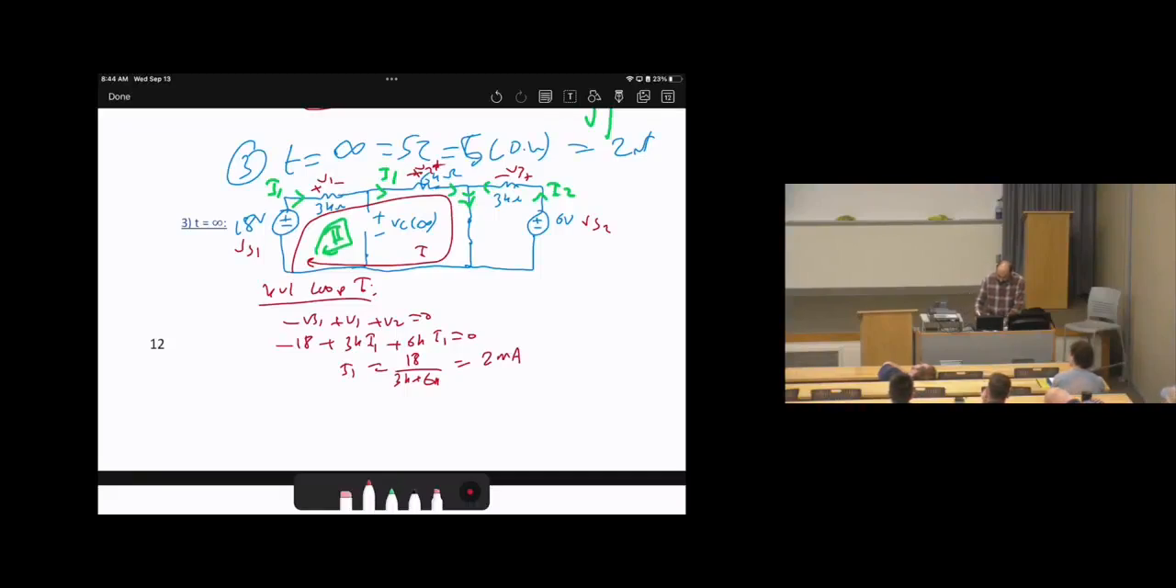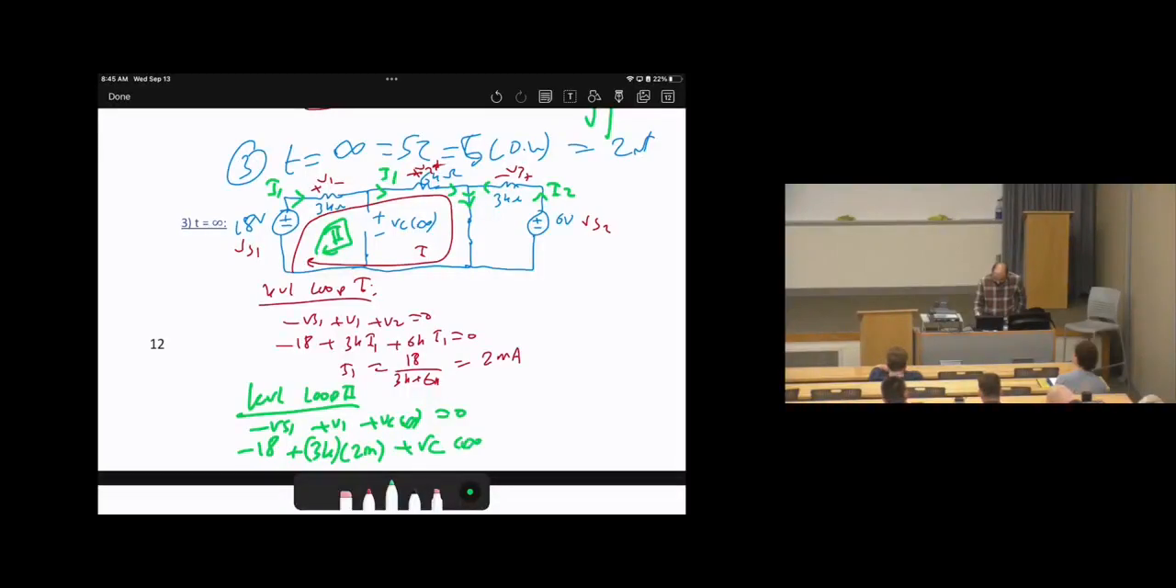Now, the next step, since we need to calculate VC of infinity, we can do KVL at this loop too. So let's do another KVL at this loop too. KVL loop 2, it will be negative VS1 plus V1 plus VC of infinity equals 0. Then it's going to be negative 18 plus 3K times 2 milli plus VC of infinity equals 0. Then we have only VC of infinity, so VC of infinity will be 12 volts. Okay?